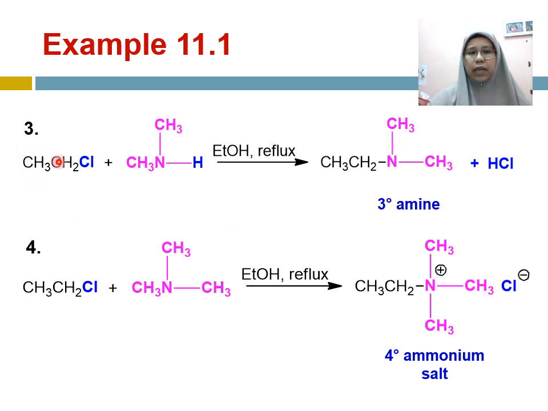Question number 3, chloroethane reacts with N-methyl methanamine to form tertiary amine, which goes by the name N,N-dimethyl ethanamine. And finally, chloroethane reacts with a tertiary amine to form this quaternary amine. This is an ammonium salt derivative.